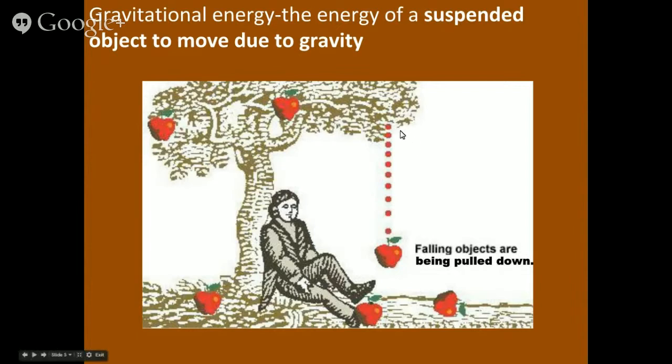So right here we have gravitational energy, an object moving due to gravity. It's doing work. In this case, the apple is doing work by falling towards the earth as a result of gravity. So there's gravitational energy, something falling as a result of gravity.